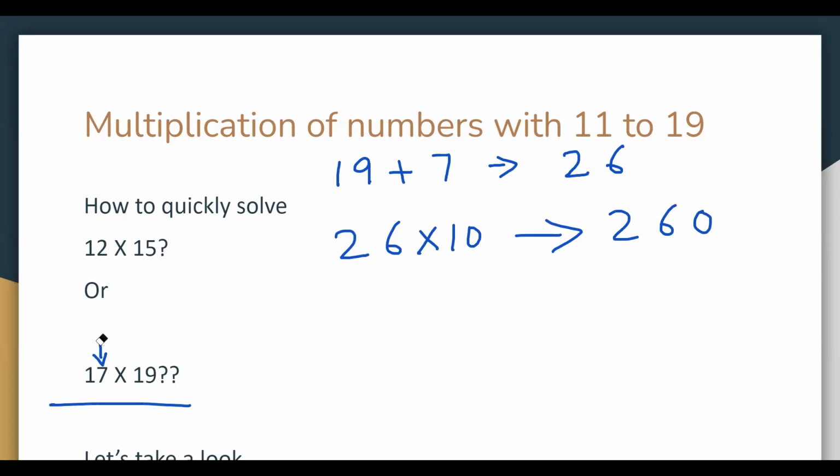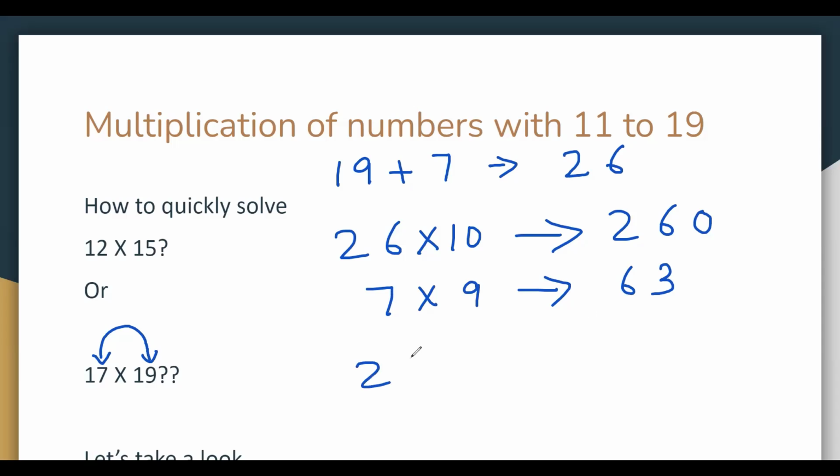What is our third step? Our third step is that we have to multiply the ones place of both the numbers. So 7 times 9 is 63. And our fourth, final step is that we have to add 260 plus 63. So 260 plus 63 gives us 323. So that's the answer. Wasn't that easy?